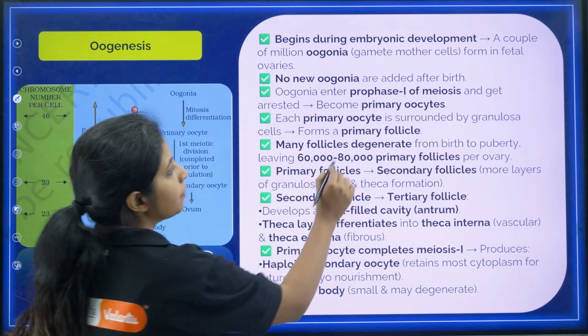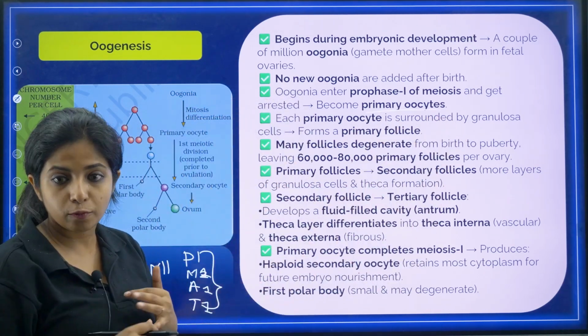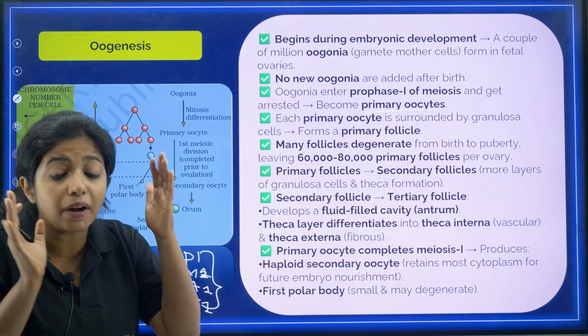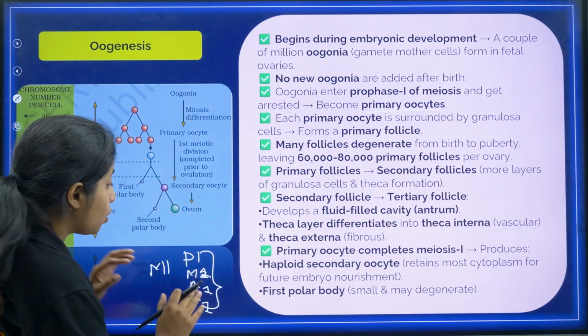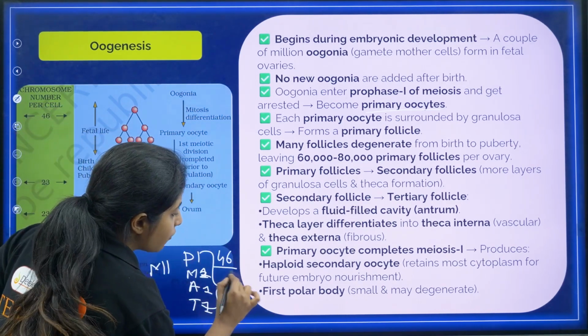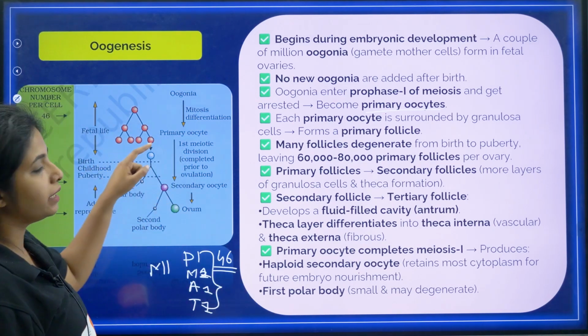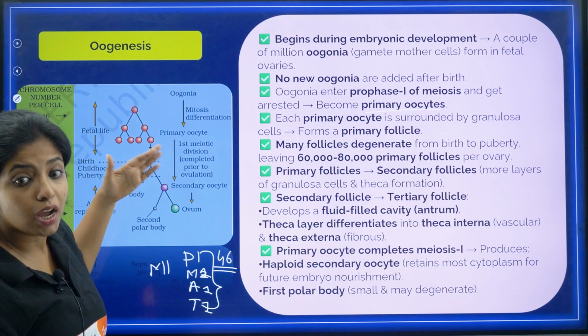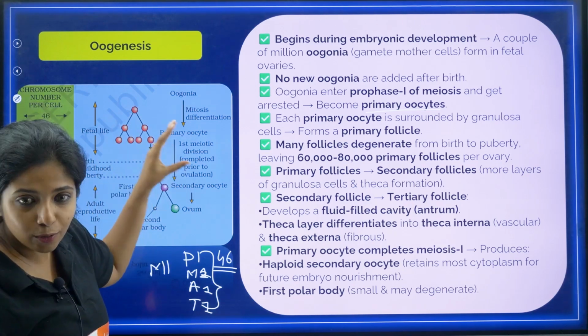And I would be calling them primary oocytes now. Remember, they have just started off the division, they have not completed it. So what is the number of chromosomes that they are going to have? They are still going to have 46 chromosomes, my dear children. So oogonia, some of them which have started undergoing the division, you call them primary oocytes.